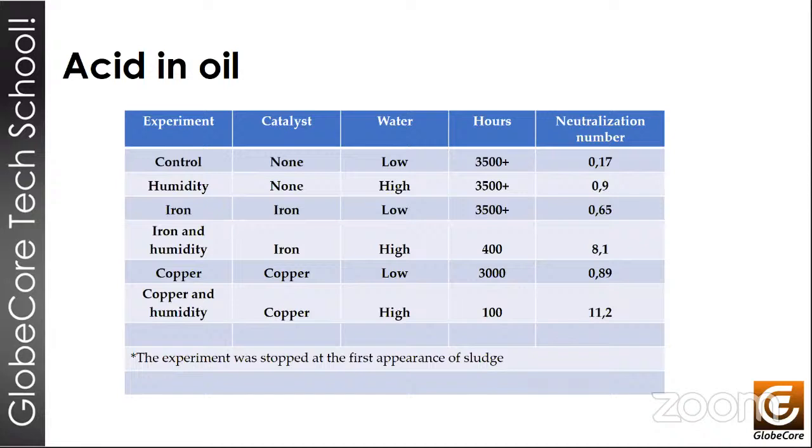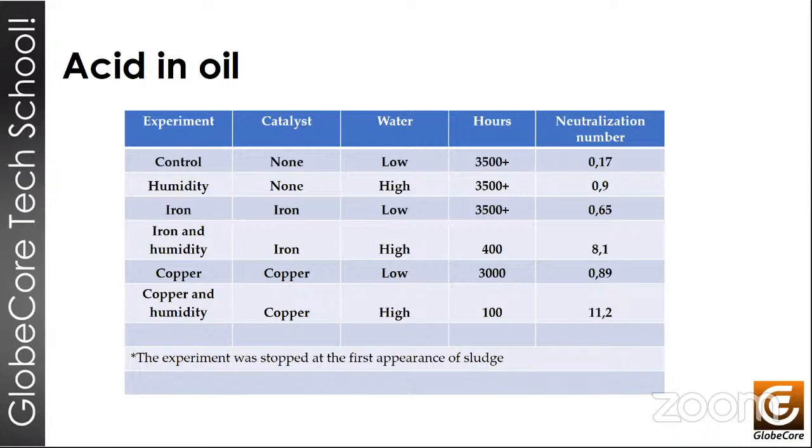And under these conditions, after over 3,500 hours, the neutralization number reached 0.17 milligram of potassium hydroxide. So if we go back, we can see that for transformers in voltage class under 69 kilovolts, that's still within safe limits. But for transformers above 69 kilovolts, now that is unacceptable. And we now have a specific value that serves as the baseline.